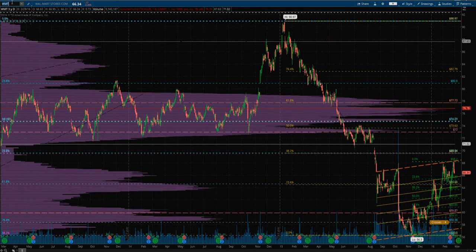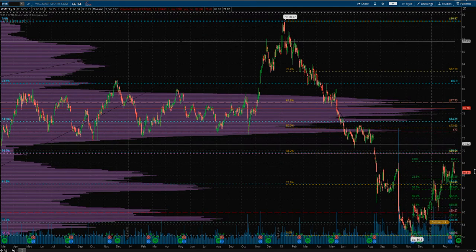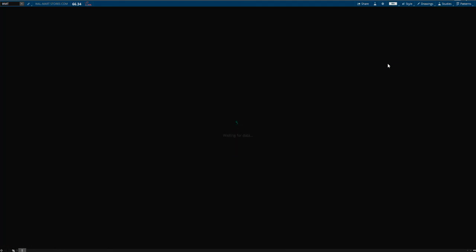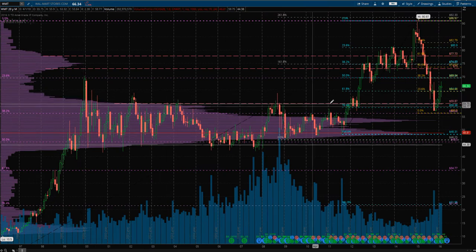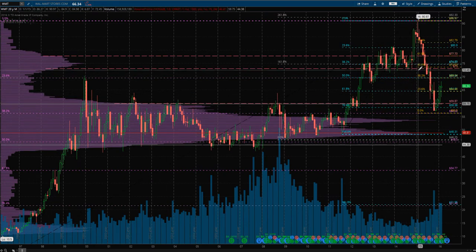We have my favorite, Walmart. Now we can see here on Walmart the presence of the volume null that is discussed all the time here, from the 60 range all the way up into almost 73, and even then at 73 there's very little volume built out, but it's still present.